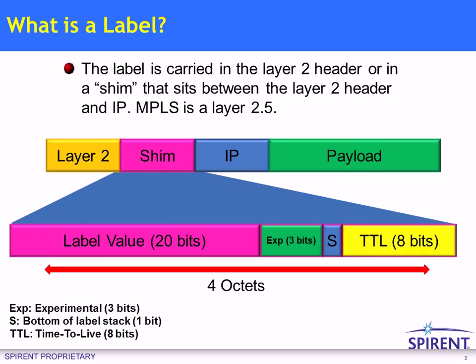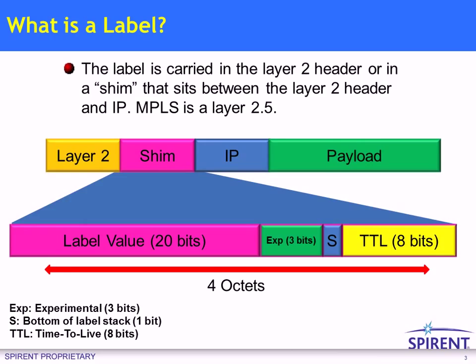MPLS allows groups of users or applications to be grouped together within one label and provide, if required, their own separate service level agreements. In addition, by encapsulating the data within the label, you are effectively isolating these users or applications from other traffic running within the network. The label is referred to as a shim and comprises 32 bits.